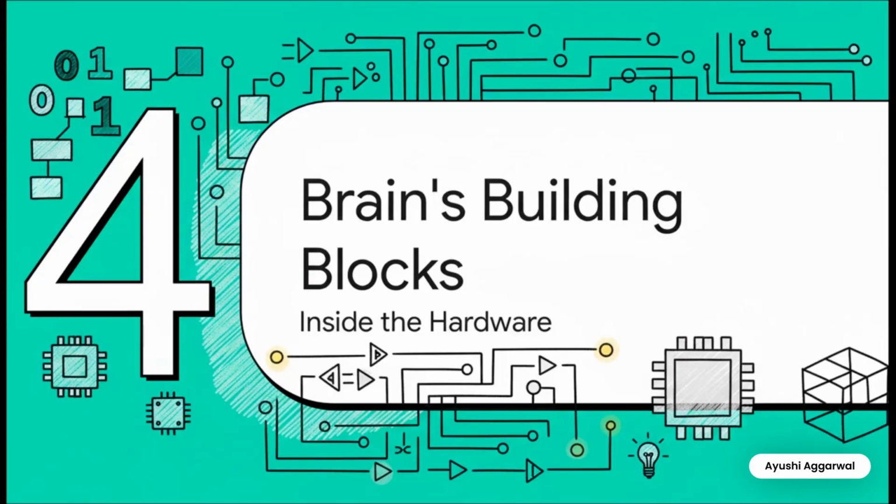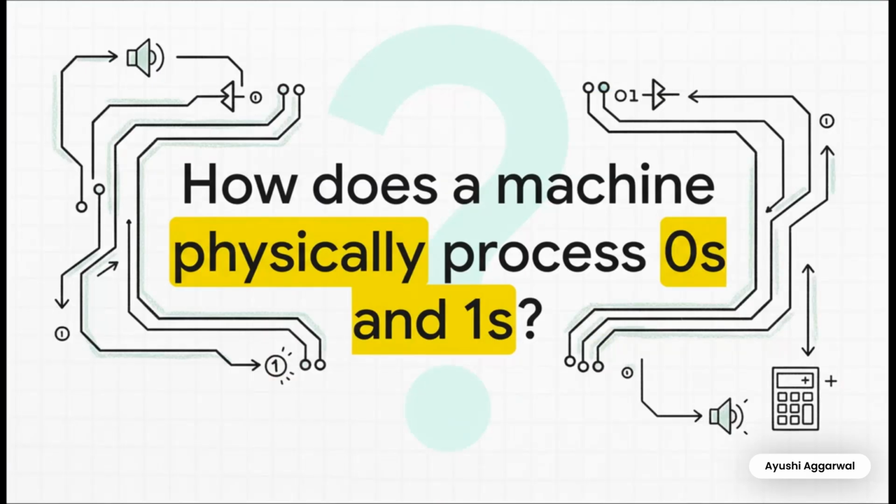Okay, so up until now, we've been in the world of software, the world of code. Now we're going to take a deep dive into the hardware. How do these zeros and ones actually physically get things done inside the machine? So the big question is this. We have the zeros and ones, we get that, but how does a physical machine actually process them to make a decision? How does it decide to play a song versus doing a calculation?